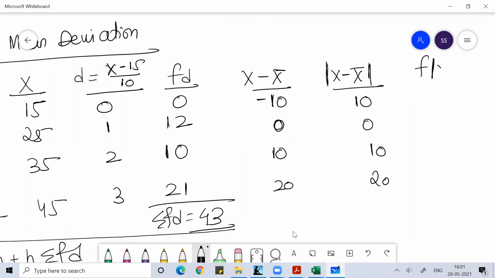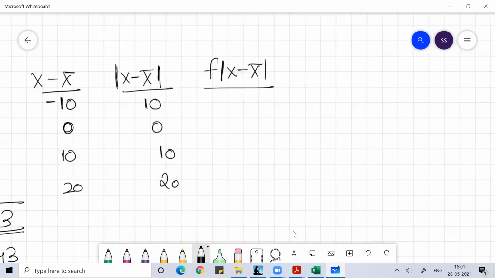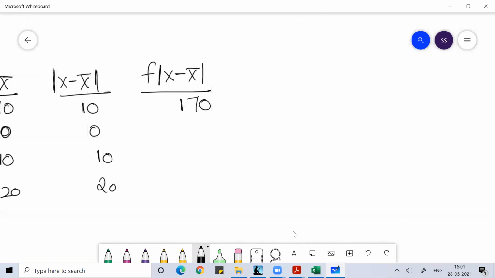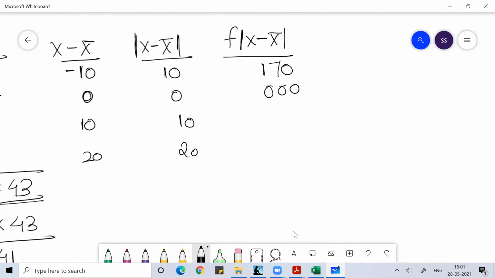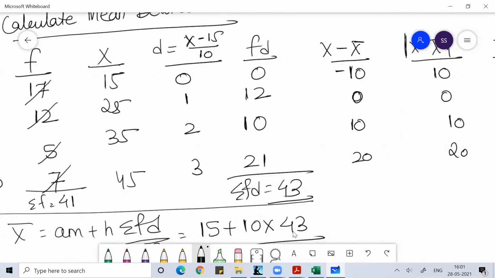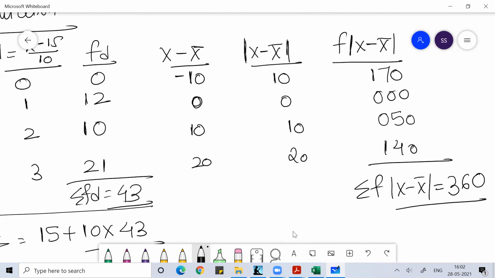Then multiply f into the modulus of x minus x bar. 17 into 10 is 170, 0 into 12 is 0, 10 into 5 is 50, and 7 into 20 is 140. The sum of f modulus of x minus x bar is 170 plus 0 plus 50 plus 140, which is 360.